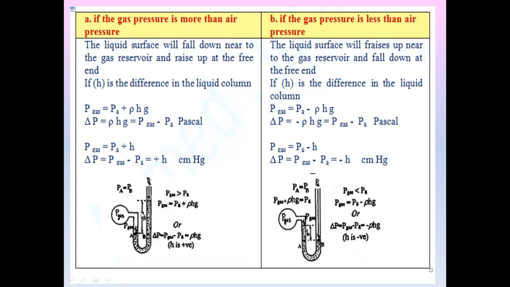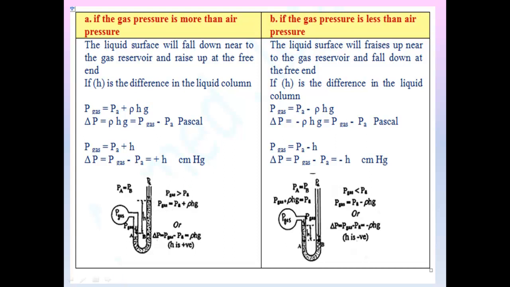Pressure at point B represents the pressure of air plus the pressure resulting from the liquid column, which is rho gh. In this case, we substitute the pressure of air by 1.013 times 10 to the power 5 Pascal plus rho gh, for the pressure of the gas, and the measuring unit will be Pascal or Newton per meter square.